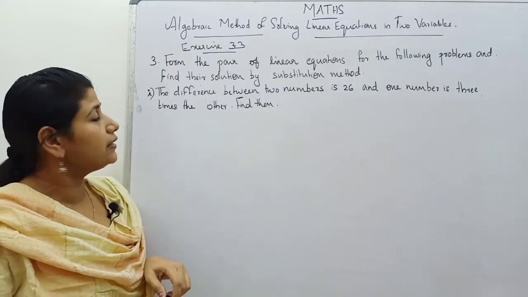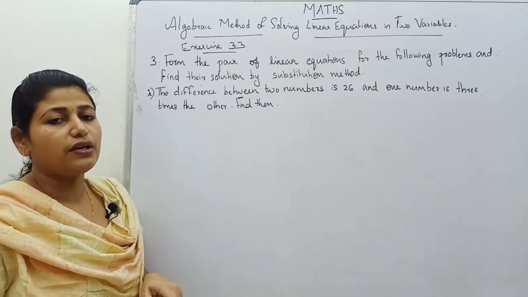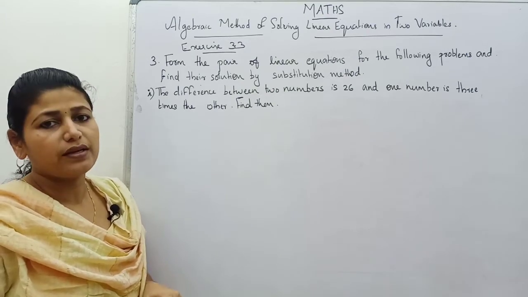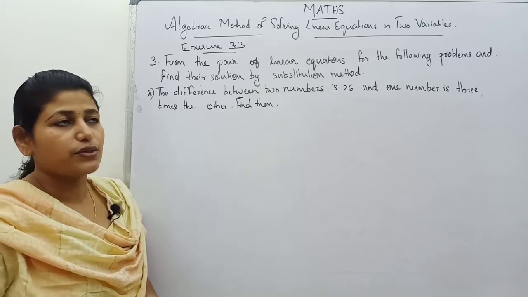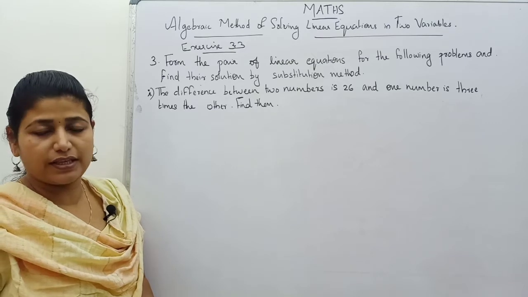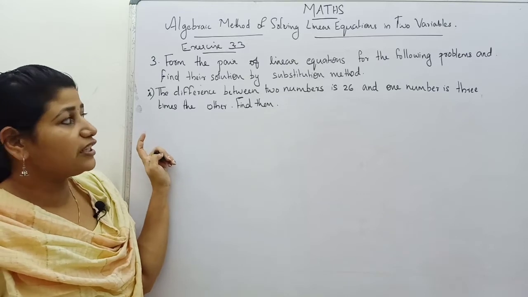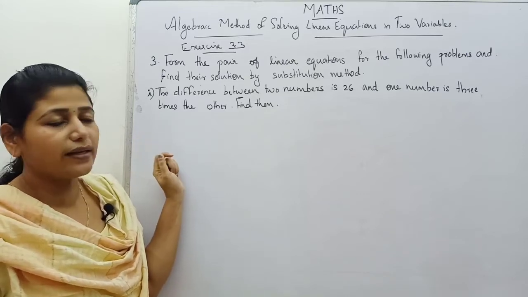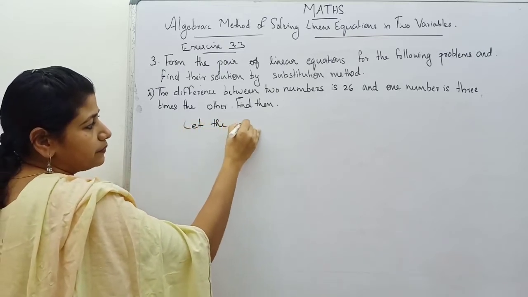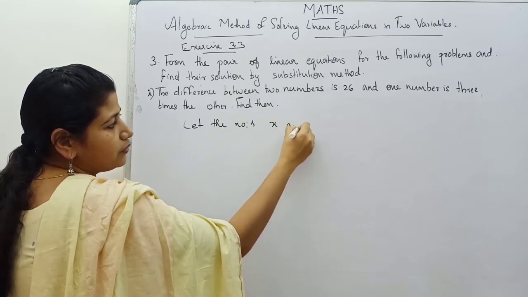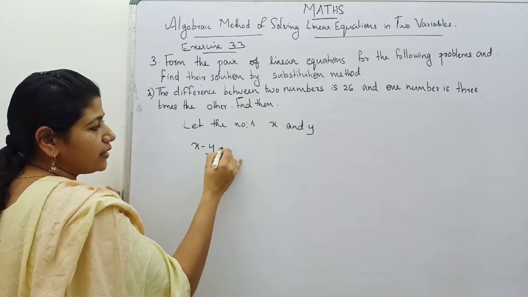Okay, third question. In the third question there are 6 sub-questions. Some situations are given. From that you have to form the equations, and after that find the solution. So you have to write the equation algebraically first, and only then can you find the solution. Here is your first question. The difference between two numbers is 26. So you are given two numbers. Let the numbers be x and y. The difference between these two numbers, difference means x minus y, is 26.